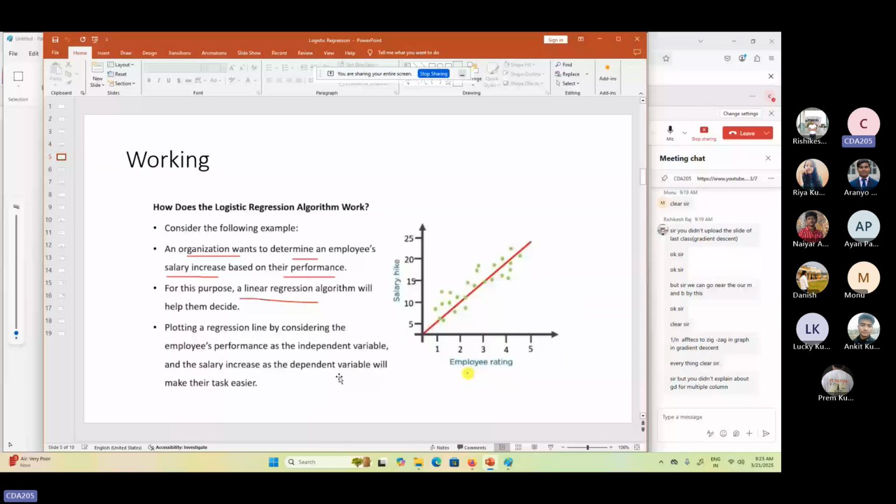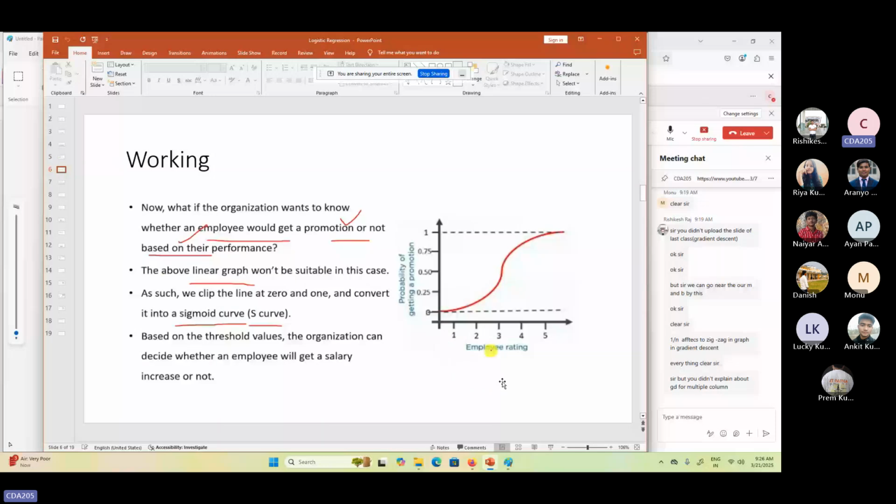Take one example. An organization wants to determine an employee's salary increase based on their performance. For this purpose, a linear regression algorithm helps them decide. Plot a regression line and consider the employee rating as the independent variable and the salary increase as the dependent variable. It makes our task easier.